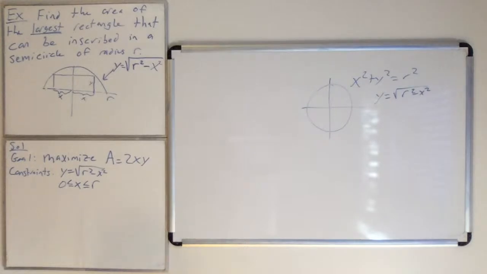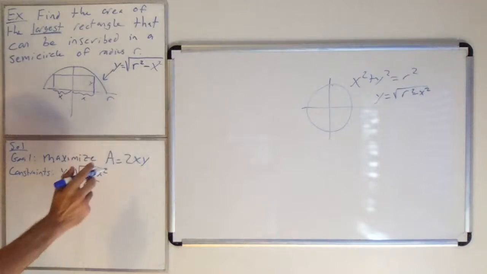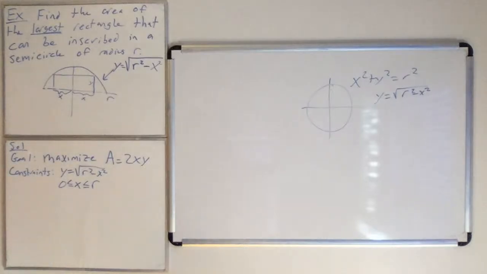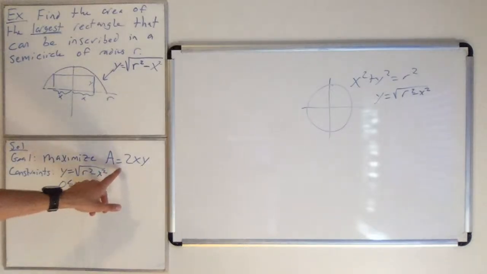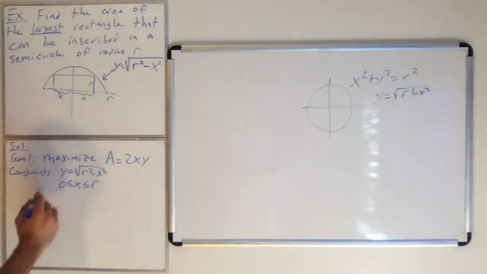Okay, so we want to maximize the function. R is just a number here. It's not a variable. R is a constant. So we want to maximize 2xy, where y is equal to the square root of r squared minus x squared. And we have a domain that's a closed interval.